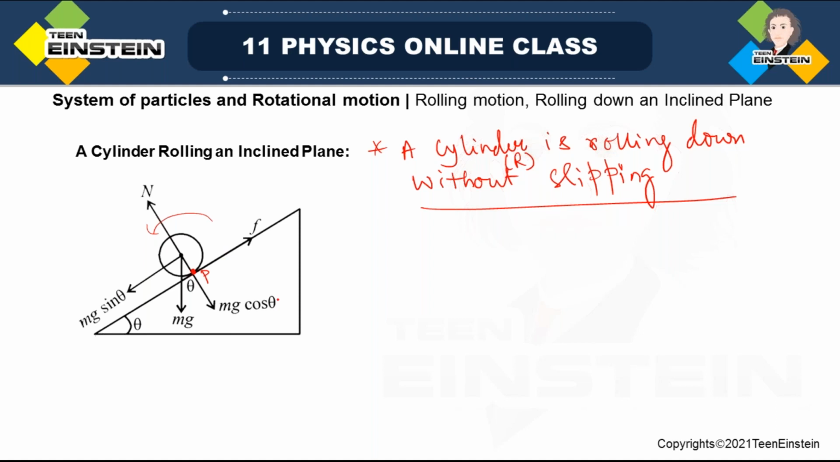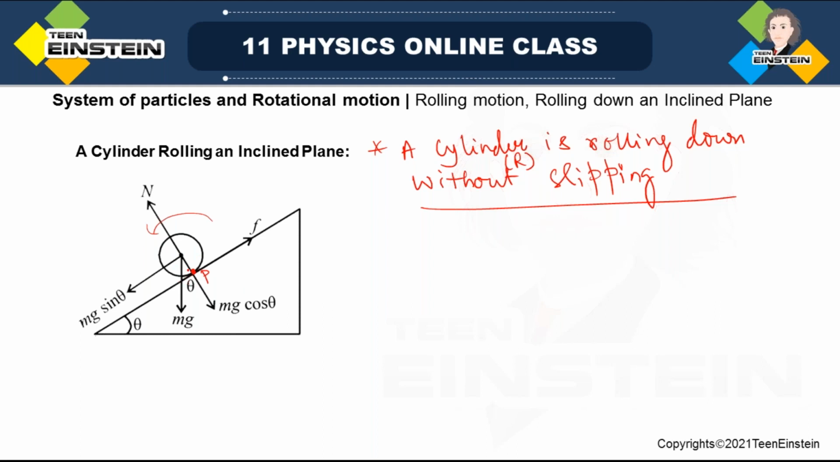Now I'll do one thing. I'll first break the components of the forces and see which forces are responsible for rotation and which are responsible for translational motion. Then, according to Newton's second law of motion, I will write down the equation of motion for this cylinder.